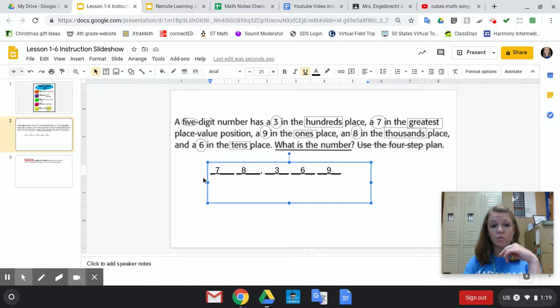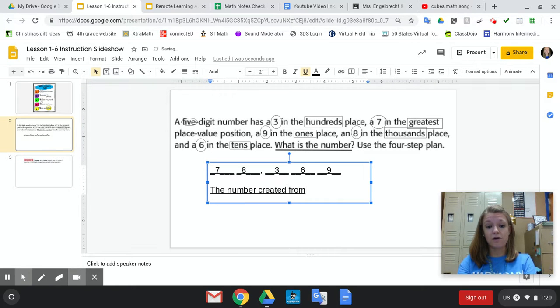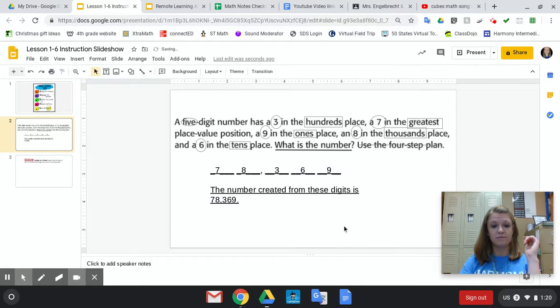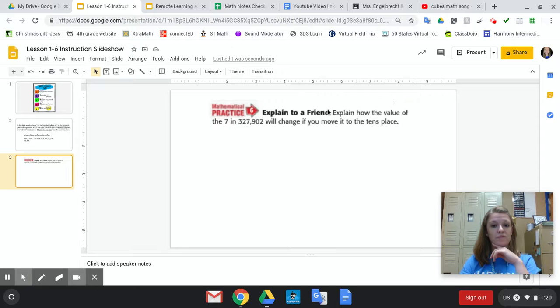What is the number? Well, anytime that I'm given a word problem and somebody took the time to write this problem, we're going to take the time to write a nice sentence to answer them. The number created from these digits is 78,369. Period. Beautiful. I'm done. I used the cube strategy. Woohoo! All right, let's try it one more time with one more example.